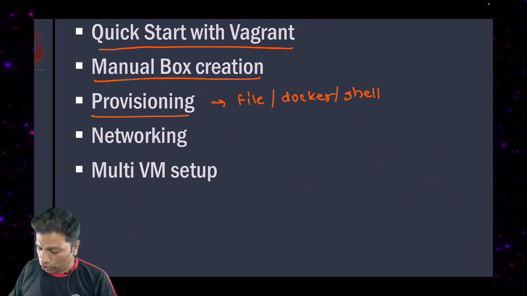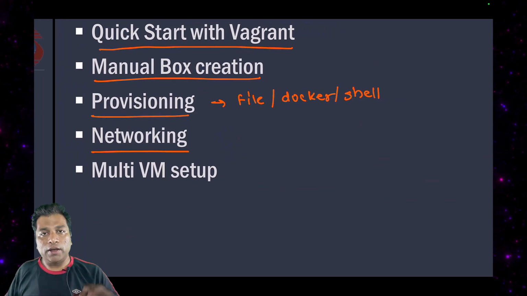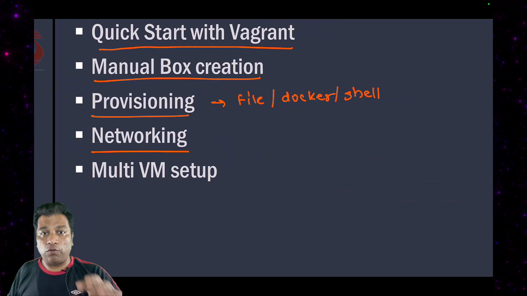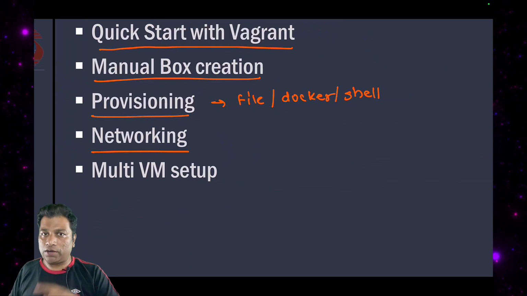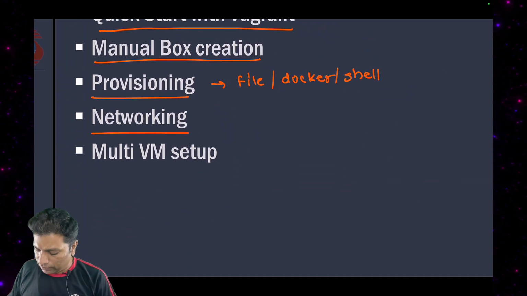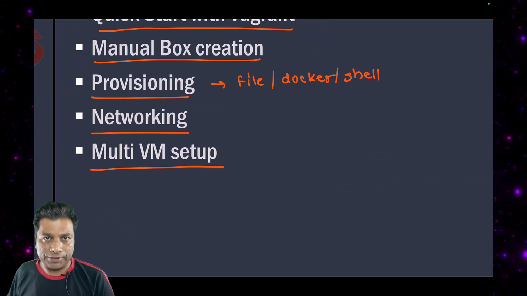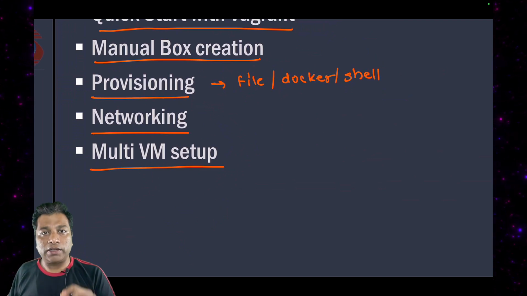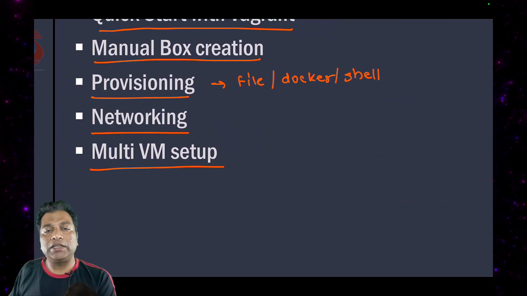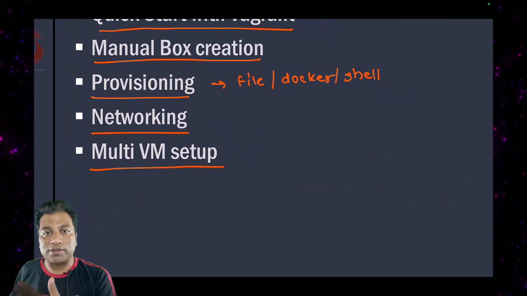Then we'll talk about configuring the networking settings like private IP, public IP, and port forwarding. All of these things we'll cover in that chapter. And finally, we'll configure multiple virtual machines in one single project, or in one single Vagrantfile. This kind of multi-VM setup will help you to create a cluster.